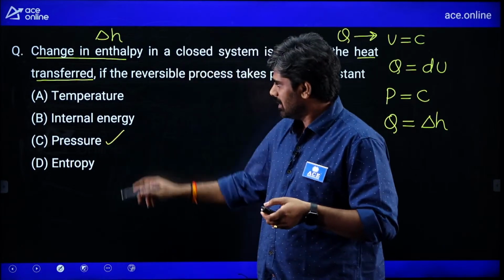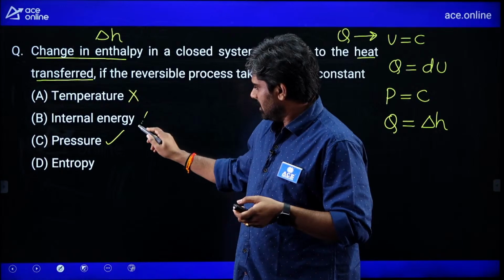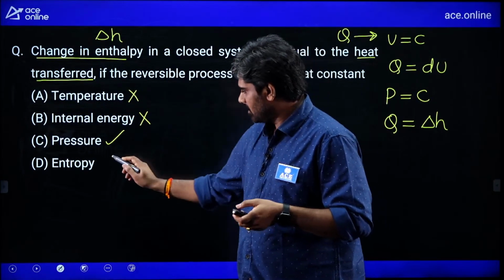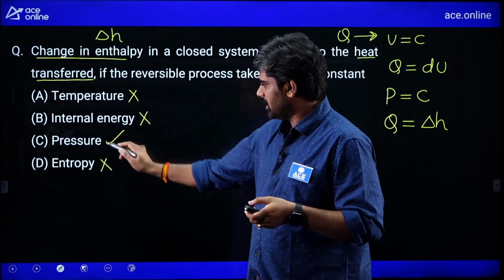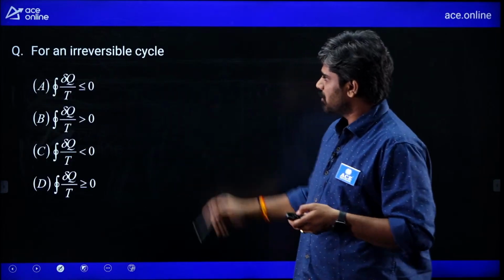So, in the problem change in enthalpy is given, therefore, it is at constant pressure. Option C is the correct answer. It is not constant temperature, it is not constant internal energy, it is not constant entropy. These are eliminated, answer is option C. Let us go to the next problem.